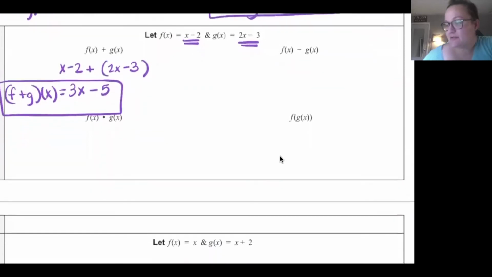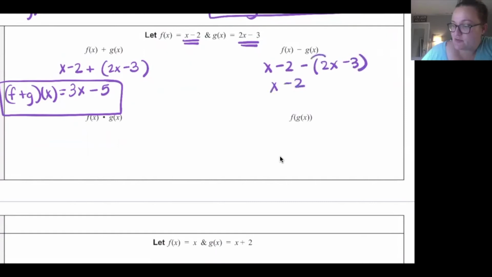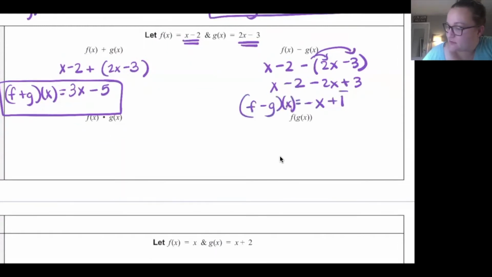Now, why don't you try the subtraction one without me? So you should have x minus 2 minus, in parentheses, 2x minus 3. So x minus 2, distribute that negative, negative 2x plus 3. Simplify like terms, x minus 2x is negative x, negative 2 plus 3 is 1. So f minus g of x is equal to negative x plus 1.